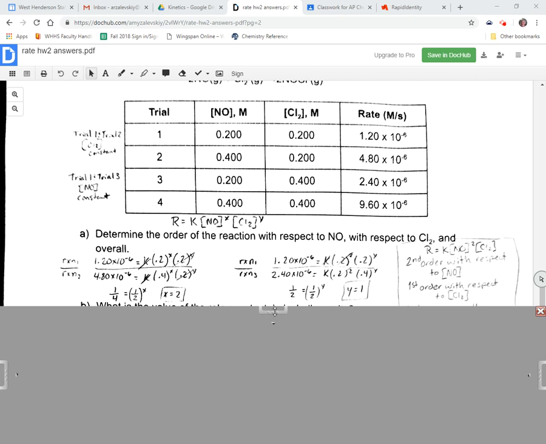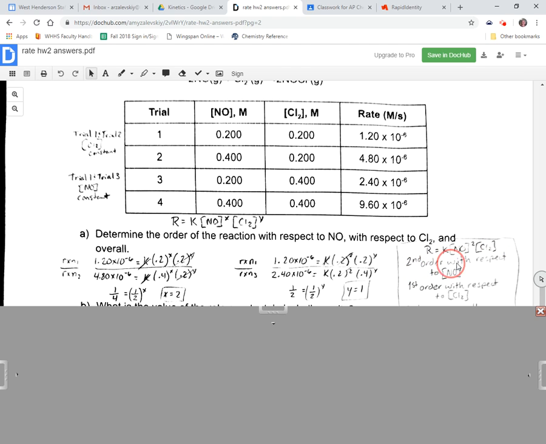First thing that I did here is compared reaction 1 to reaction 2. So again, I'm just using this basic rate law equation and plugging in the values from trial 1, and then using that same base equation, plugging in the values for reaction 2. This leads me to find that X is equal to 2. Then I compare reaction 1 to reaction 3 in the same way, and I find that Y is equal to 1.